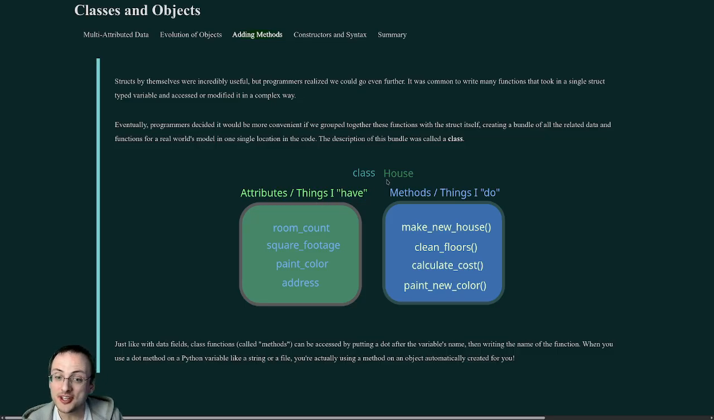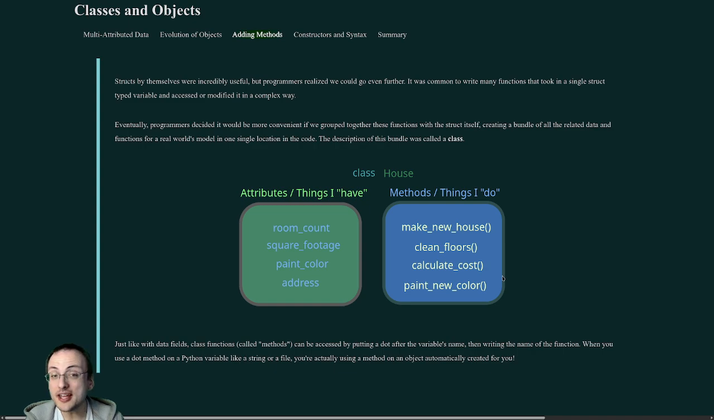So for a house, the things a house has are those same ones we saw before. Things like a room count, or square footage, or a paint color. All of the data that this class will need to store. And then, attached to that, we have methods, which are the functions that describe the things a house can do. So in our case here, I might have functions that describe how to make a new house, or how to clean the floors of the house, or calculate the cost of the house.